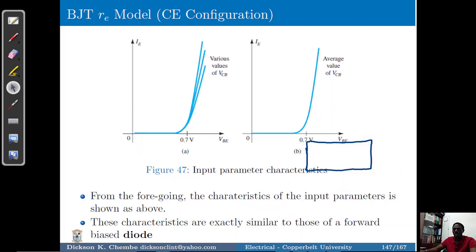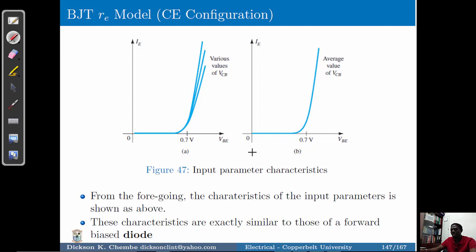When we begin looking at the input side of the circuit, we realize that the characteristics of the input parameters are as shown above, and that is the emitter current, the base emitter voltage, and we've got the voltage here, which is the collector base voltage values. When we get the average of these values, we come up with one curve, which is this one, which is exactly similar to the forward bias diode.